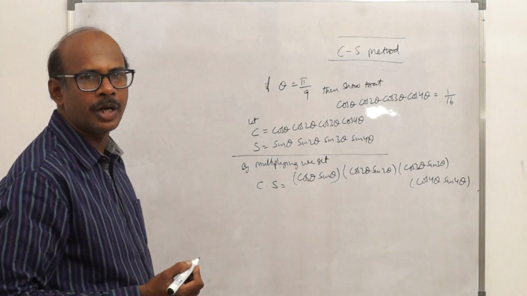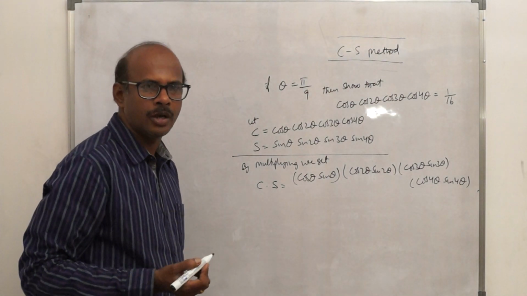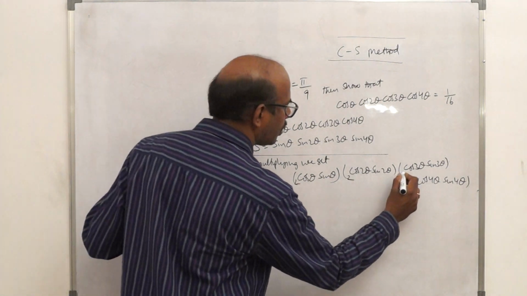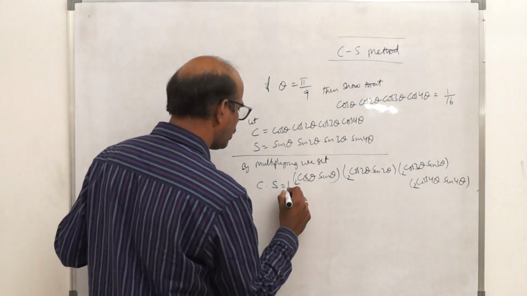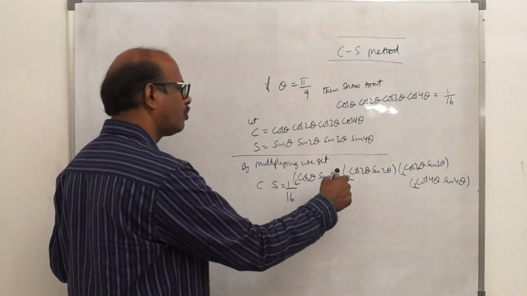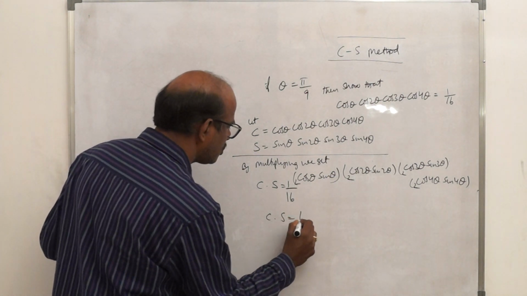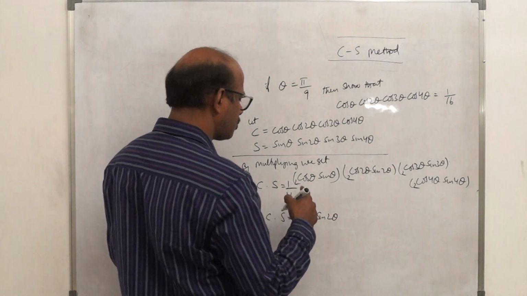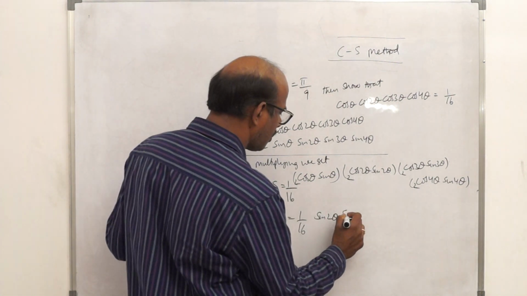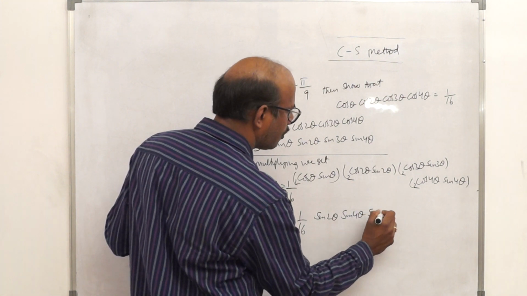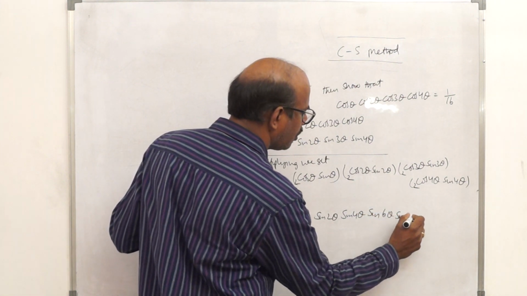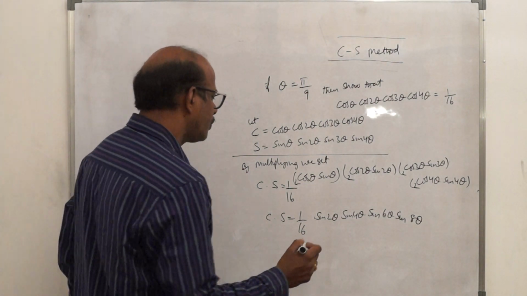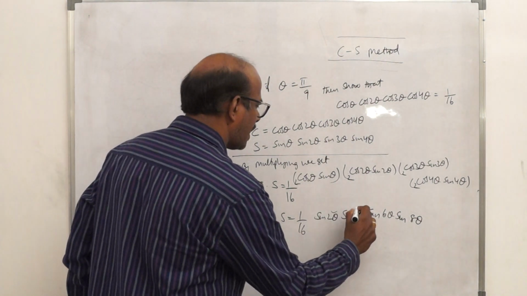Now make use of the multiple angle formula: sin 2 theta equals 2 sin theta cos theta. So multiply with 2, 2, 2, 2, so it will be 1 by 16, because 2 to the 4 is 16. So it will be sin 2 theta, sin 4 theta, sin 6 theta, sin 8 theta. Now 2 and 4 stay as they are.